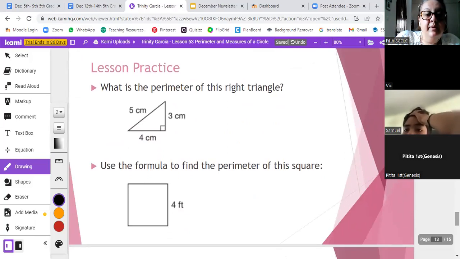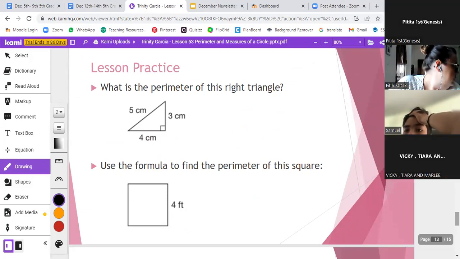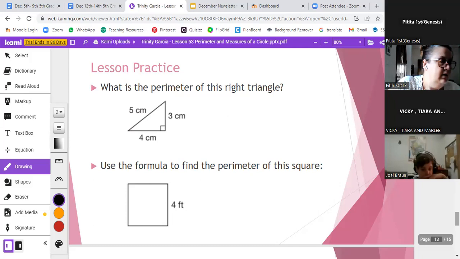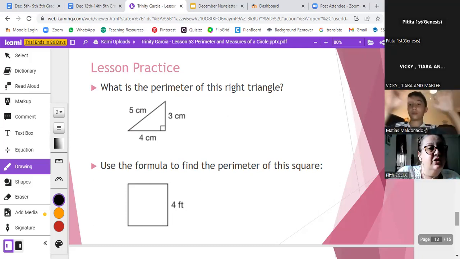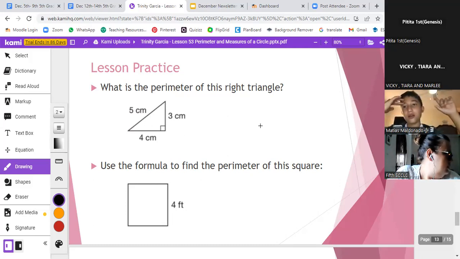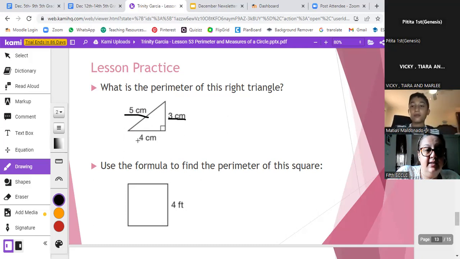What is the perimeter of this right triangle? Somebody raise your hand if you can tell me how to figure out the perimeter of this triangle. By adding. Good. Yes, that is correct. Matthias, what is my perimeter? 12 centimeters. Good, 12 centimeters, because all we have to do is add them together because they're not the same length.